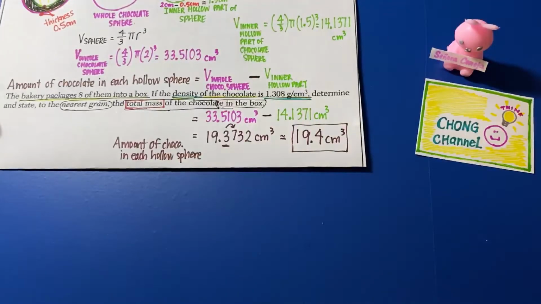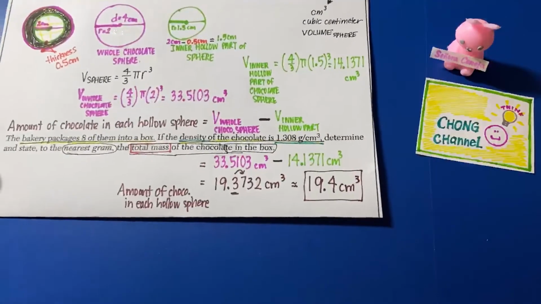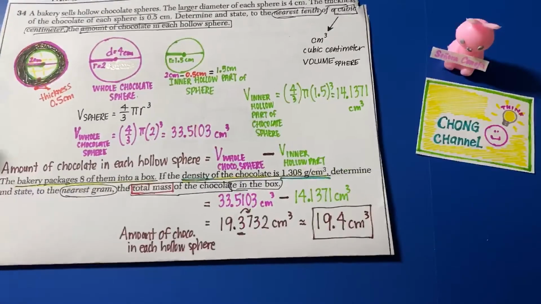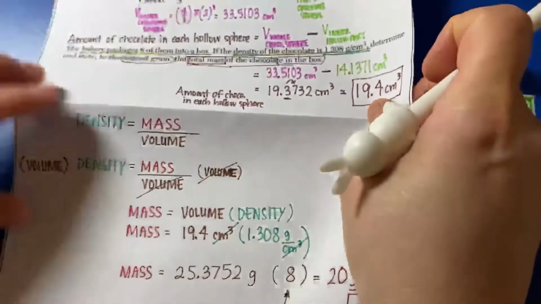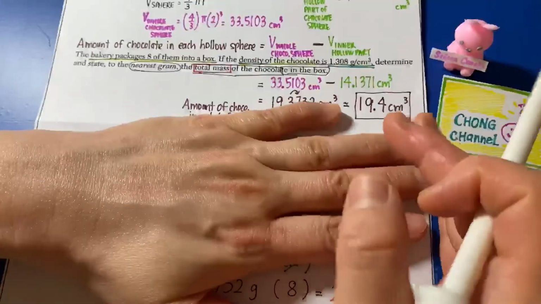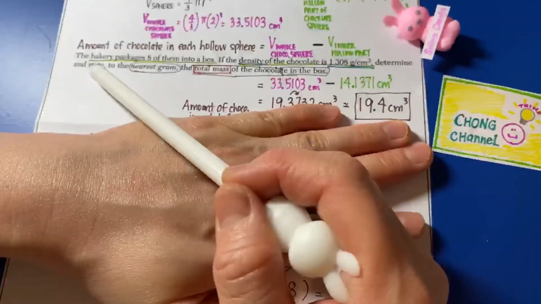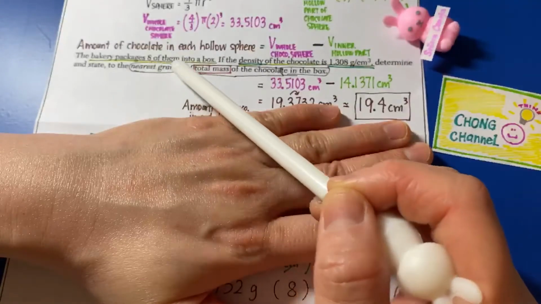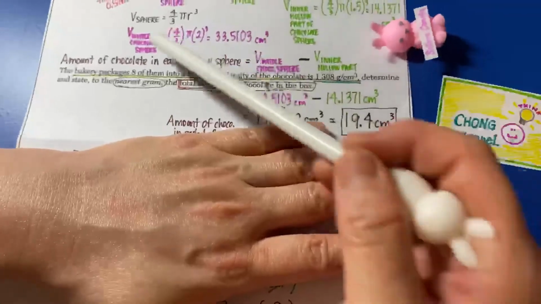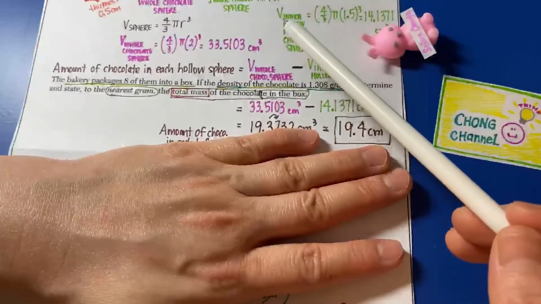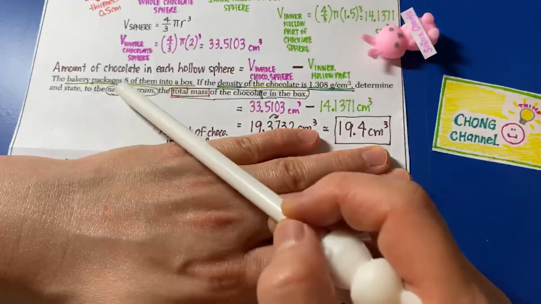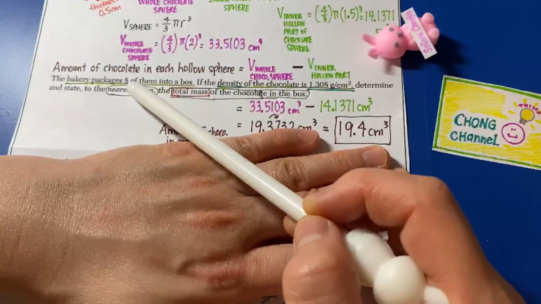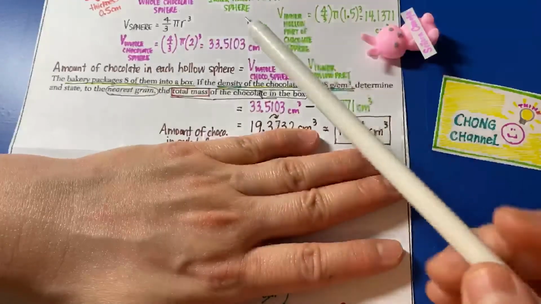Now, if this was the Regents question, that was tricky in itself. It would seem not too bad, but there's a second part to it. So this is where we see the density part to the question. Now, first let's read the problem. The bakery packages 8 of them in a box. So remember, anything we found before, that was just talking about one chocolate sphere. But the bakery packages 8 of them, so we have to keep that in consideration later.